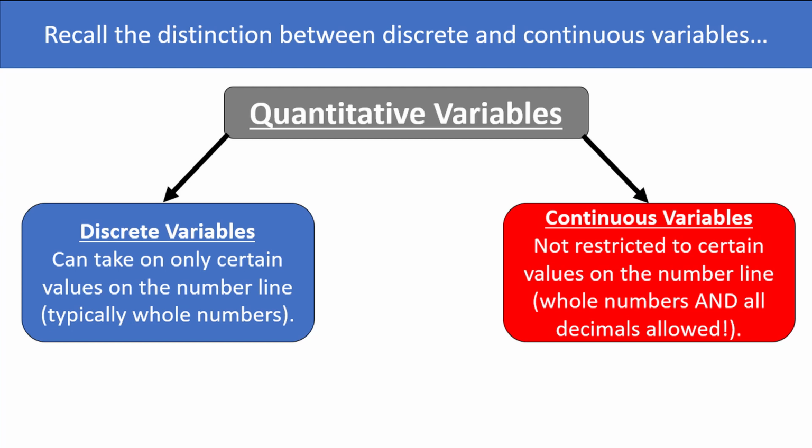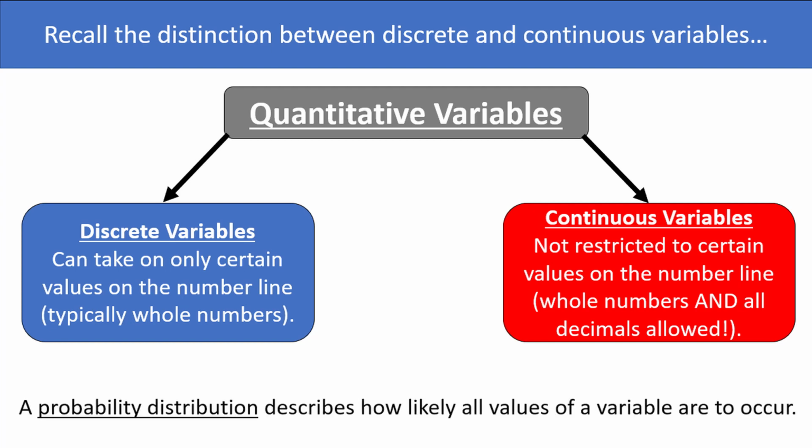On the other hand, continuous variables are not restricted to certain values on the number line. All decimals between any two numbers are allowed for continuous numbers. Examples include height, weight, and time. These are all variables that don't need to be expressed as whole numbers. We can include any decimal between whole numbers too. A probability distribution describes how likely all values of the variable, sometimes called the random variable, are to occur. The focus of this video will be on discrete variables.